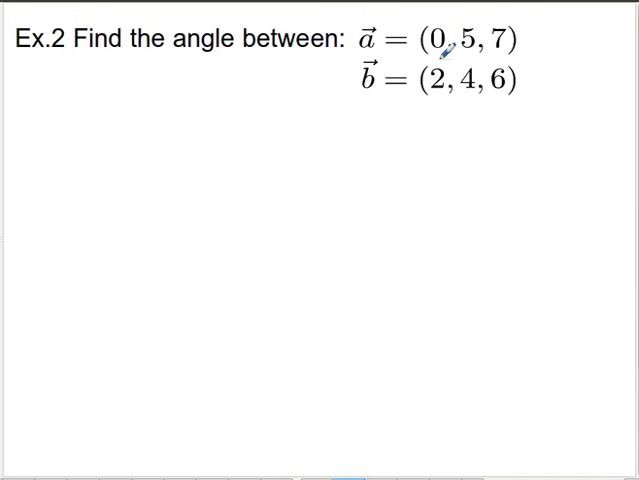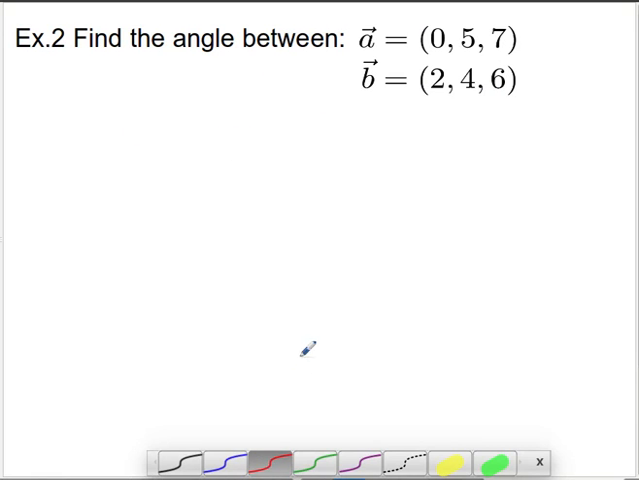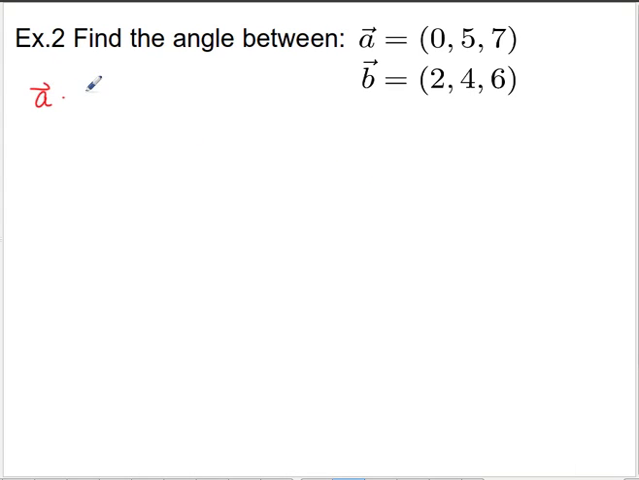Now, what about this? I'm given two vectors in component form, and I want to know the angle between them. So the thing I want to keep in mind here, as I said, is that the definition of the dot product has not changed, which means the geometric definition is still applicable. It's the magnitude of A times the magnitude of B times the cosine of the angle between them, and we want to know the angle between them. The only difference is now I'm actually going to figure out A dot B as well.